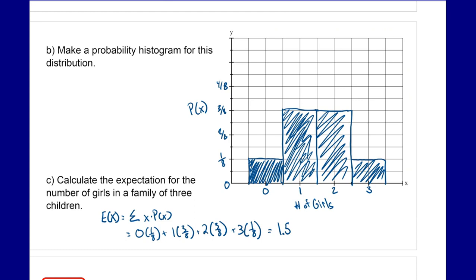Now, obviously, that doesn't quite make sense. How can you have half a girl, right, or half a child? It doesn't really make sense. But that's okay because that's our expected value, right? We're basically finding a weighted average. We're finding an average. So although 1.5 doesn't make sense, it works when we're doing the expected value. So it's okay to have a decimal.